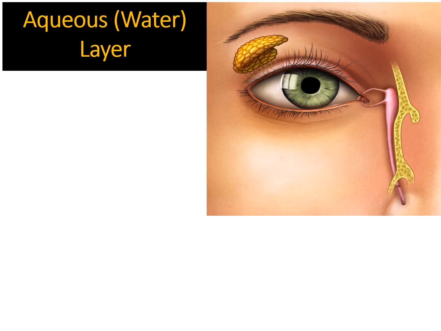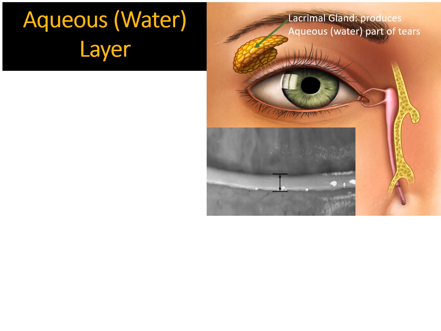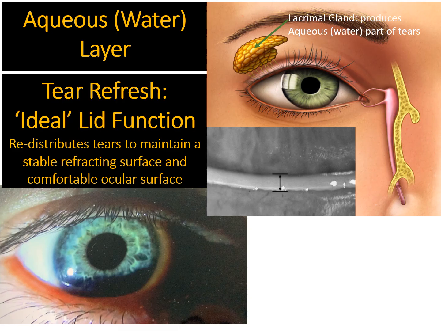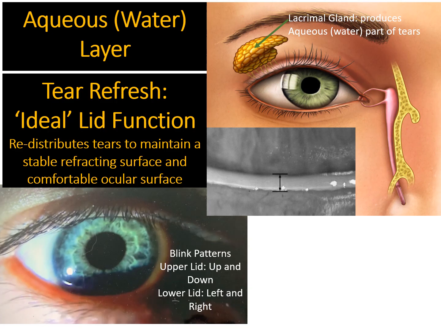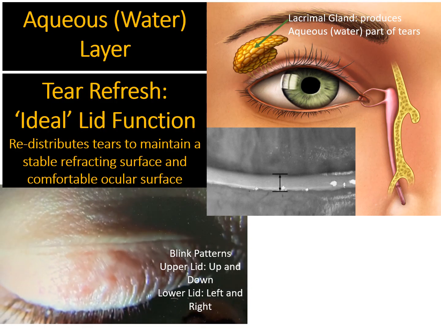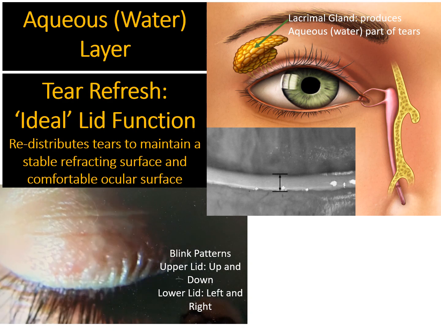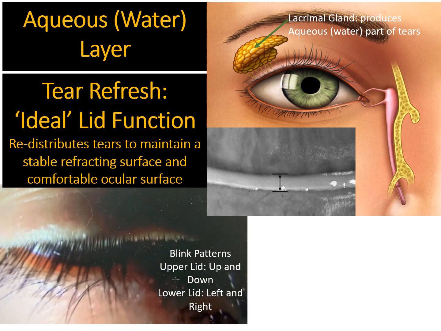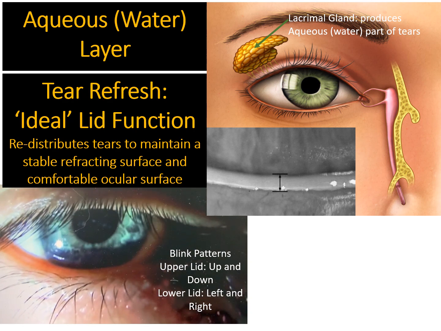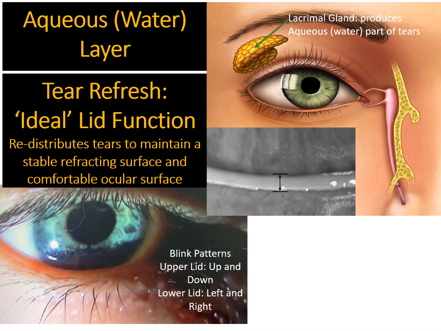Finally, the aqueous middle layer of the tears comes from the lacrimal gland above the eye. Ideally, the tears flow across the ocular surface, keeping it moist and comfortable, and then pool along the lower lid. Now, this recording shows how the lids manage tear distribution and clearance. The upper lid does all the blinking. It goes up and down. The lower lid does not go up and down. It goes left and right and pumps the pooled tears along the lower lid towards the drainage channel and into the nose.